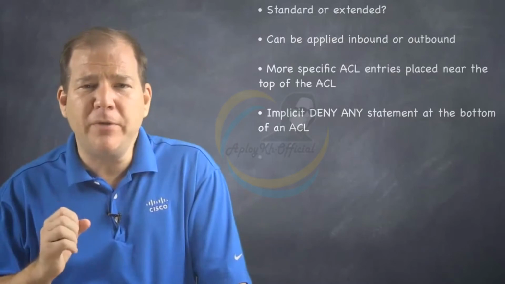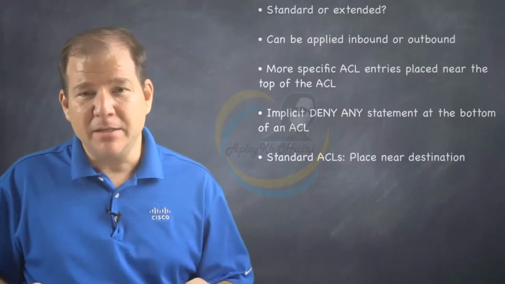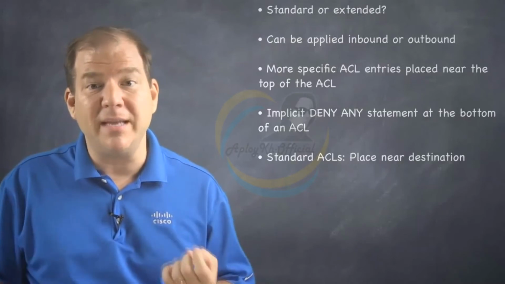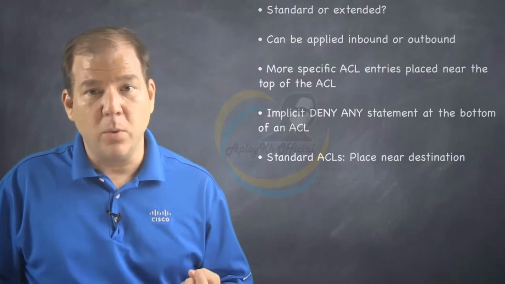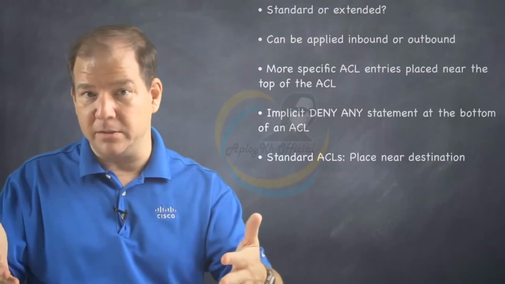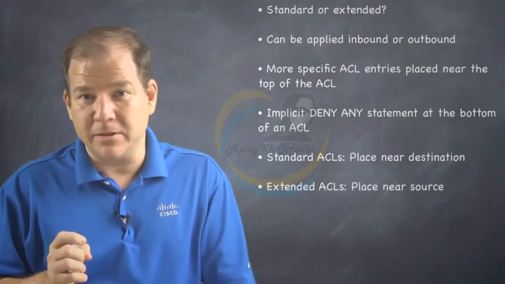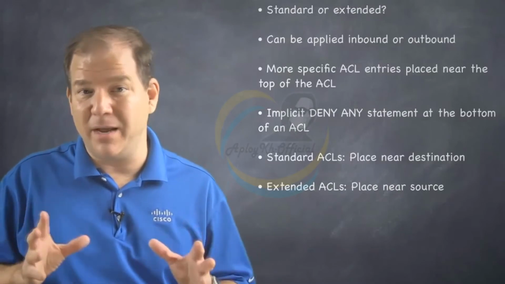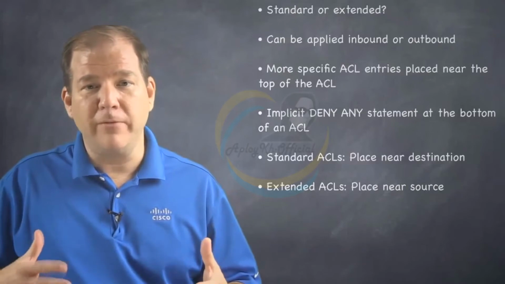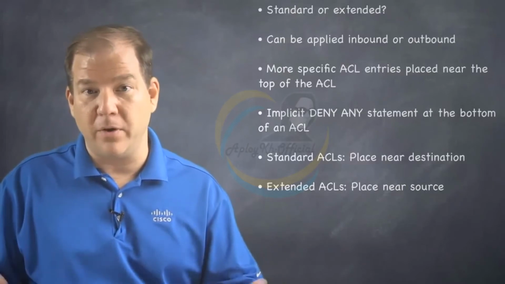And if we're working with standard ACLs, which don't match destination addresses, Cisco recommends that we place those ACLs as close to the destination as possible, so we don't filter out traffic from that source to other destinations. On the flip side, if we're working with extended ACLs, Cisco recommends that we place them as close to the source as possible. That way, we're filtering traffic out early on before it can start to consume bandwidth on our network.